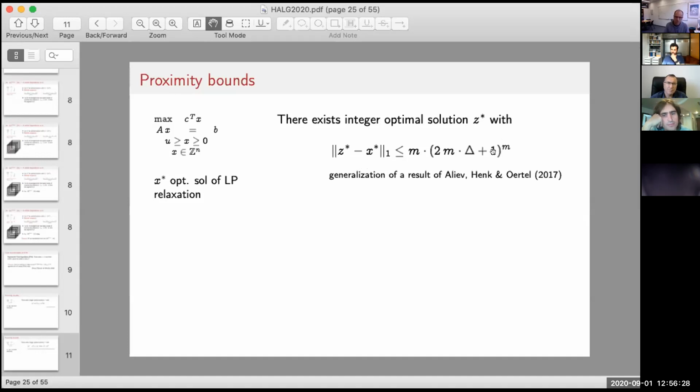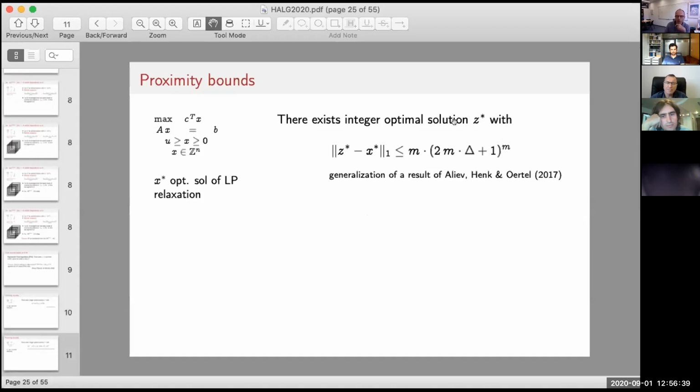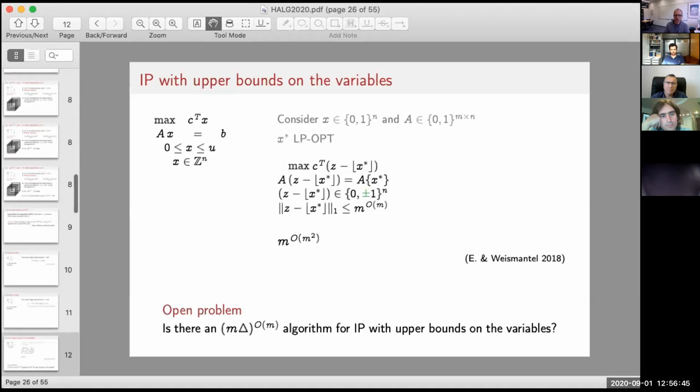So why is this so interesting? Because you see here we have an infinity norm, here we have an infinity norm, and here we have a one norm. And also in the bound on the one norm, the number of variables does not appear. Okay. So this means that we can, for example, now use this to solve a 0-1 integer programming problem.